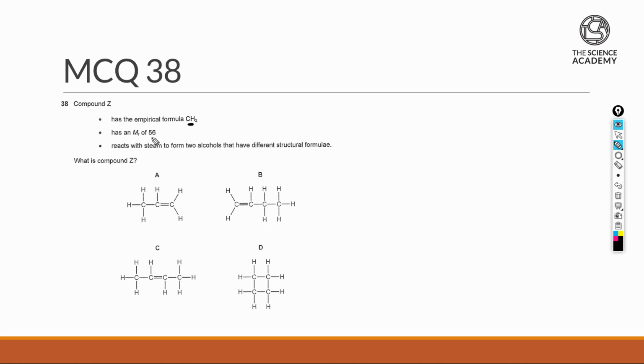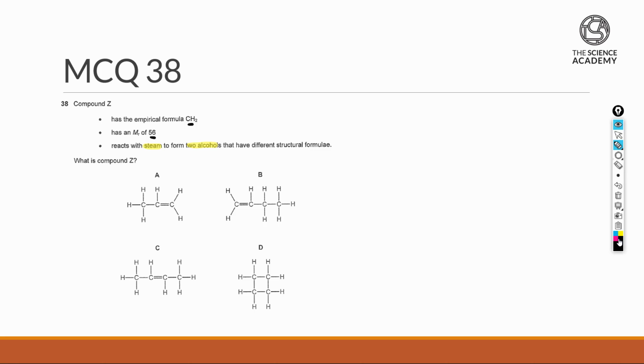MR of 56 is only going to be valuable if we have two compounds to compare. I'm going to choose the one with the MR of 56. But I'll say that the most important one here in the statement is that it can react with steam to form two alcohols of different structural formula.